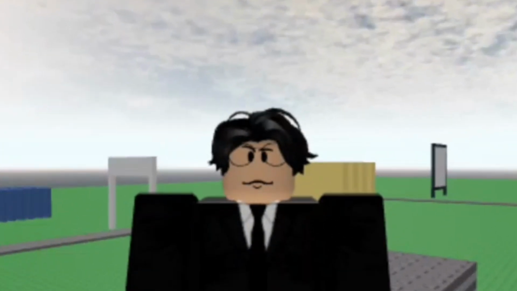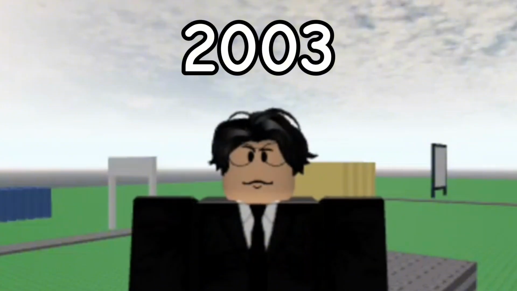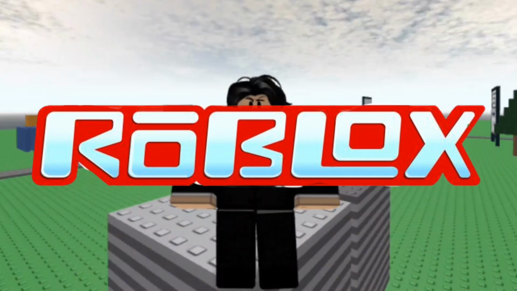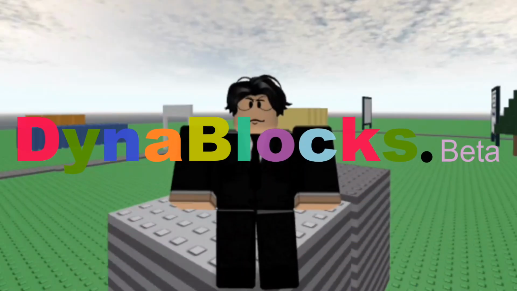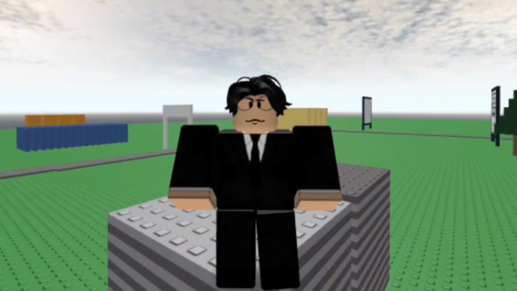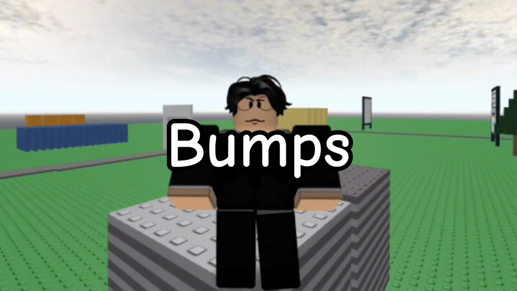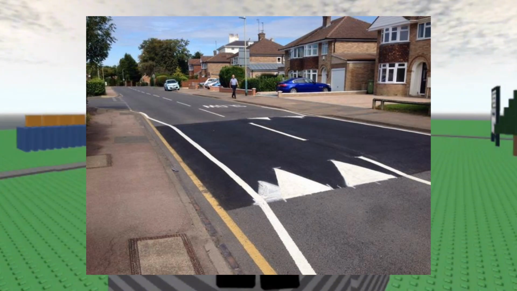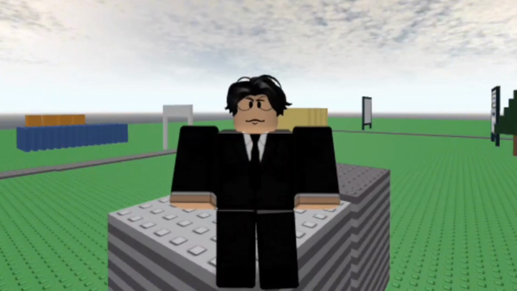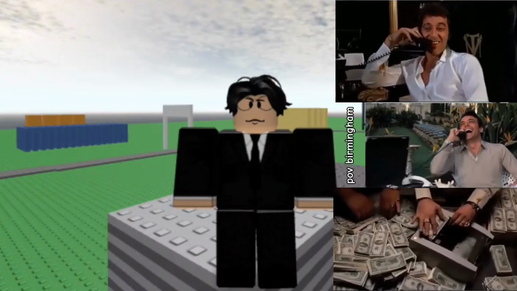Well, actually, yes. In fact, the idea of it took place in 2003. Roblox, or rather its predecessors, Goblox and then Dynablox, did have studs at that time. Though they weren't called studs, they were called bumps. And no, not the speed bumps that you regularly see around in your local area alongside potholes, whilst the higher-ups from your council are on higher wages.